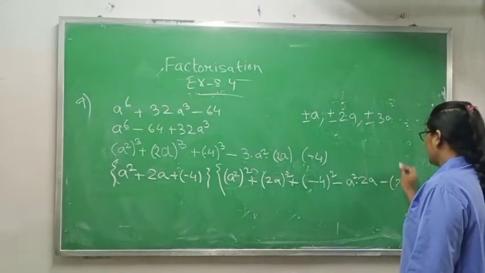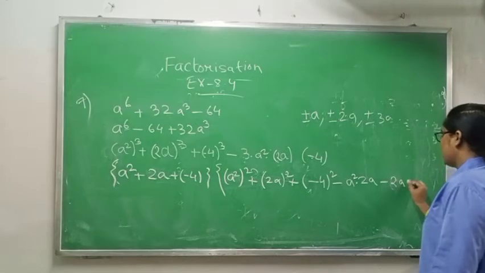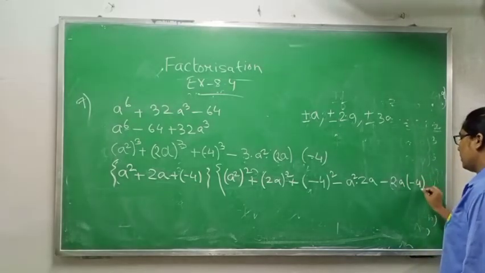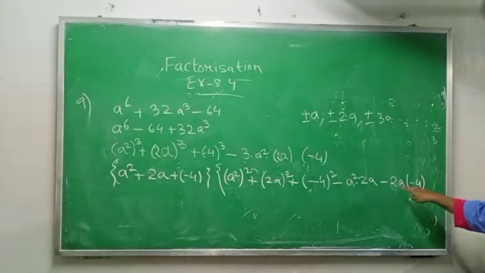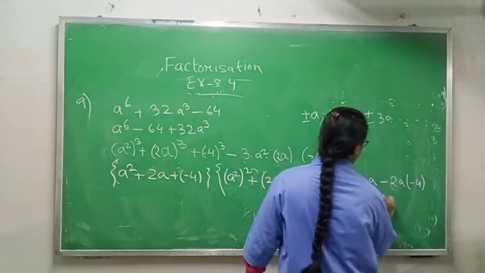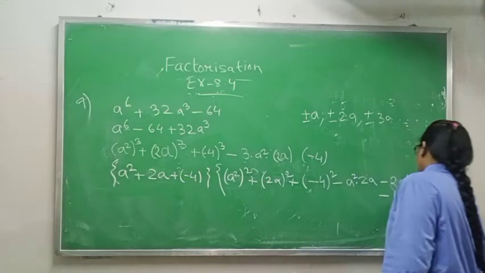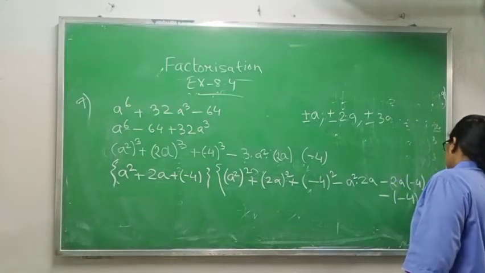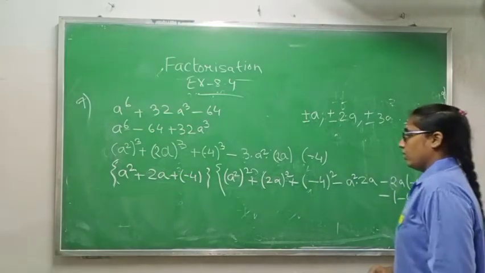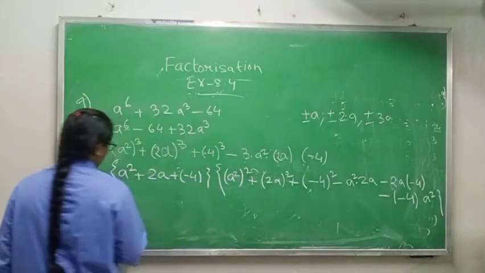So y is 2a, z is minus 4. Since I have minus sign, that is why I am writing inside the bracket. Minus zx, formula is minus zx. Z is minus 4 and x is a square. Just I am putting in the formula, okay.